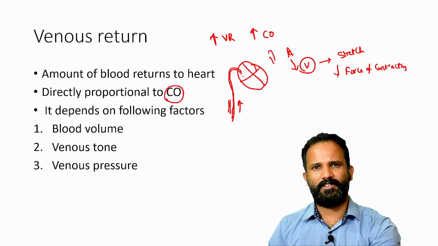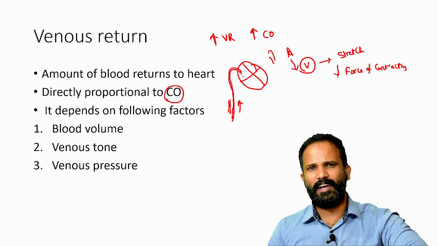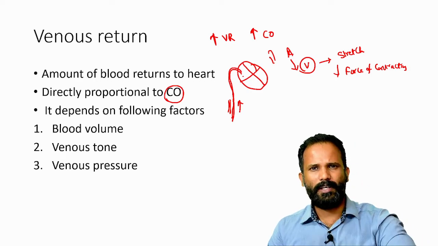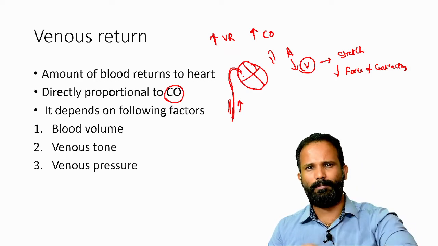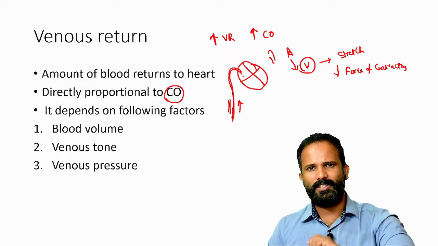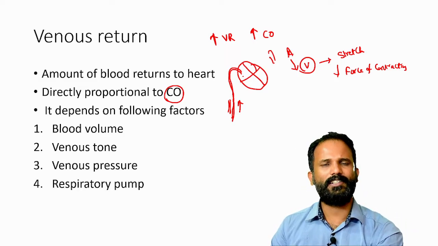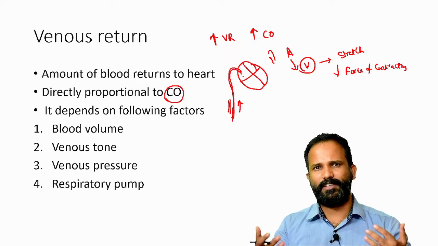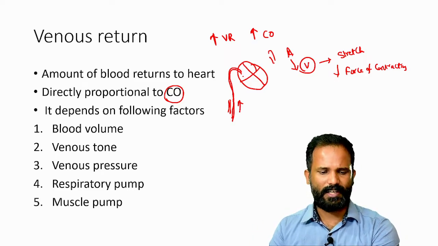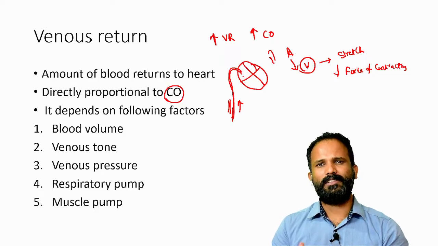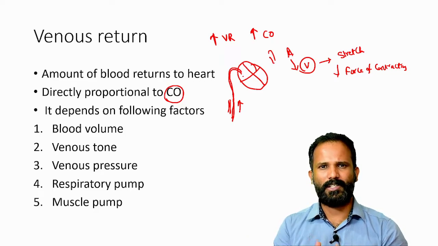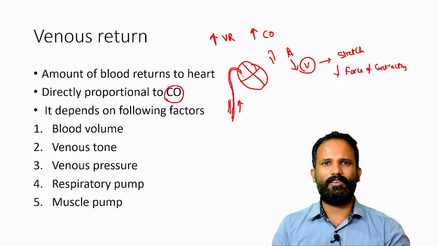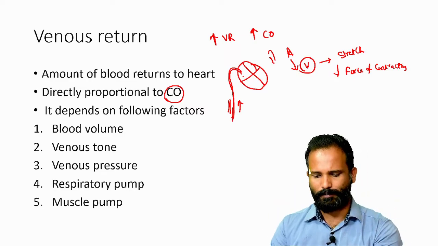And venous pressure: the pressure gradient between the veins and the atria should be favorable so that blood moves from the veins into the atria. And respiratory pump: during inspiration, the respiratory pump favors venous return. We'll see that. And muscle pump: muscular activity will cause compression of the veins and that causes the movement of blood upwards.